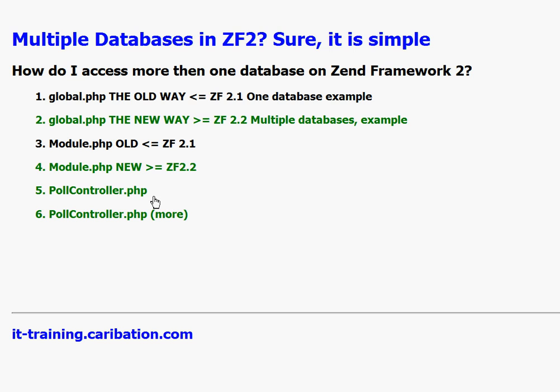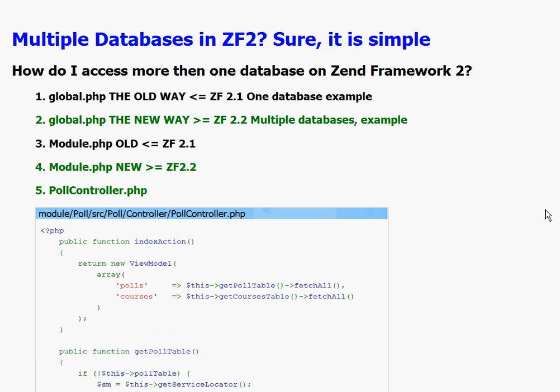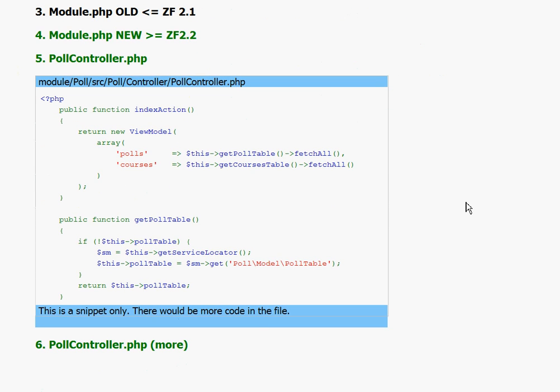Our controller script here looks like this. Already in this simple index action script, it doesn't have to be index action, it can be any action in your controller, you already have access to the two different databases in this situation. How? I have two databases, poll and courses.